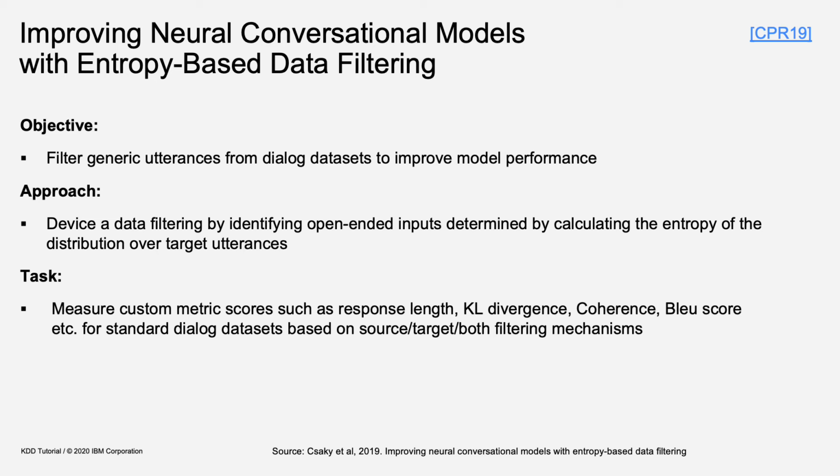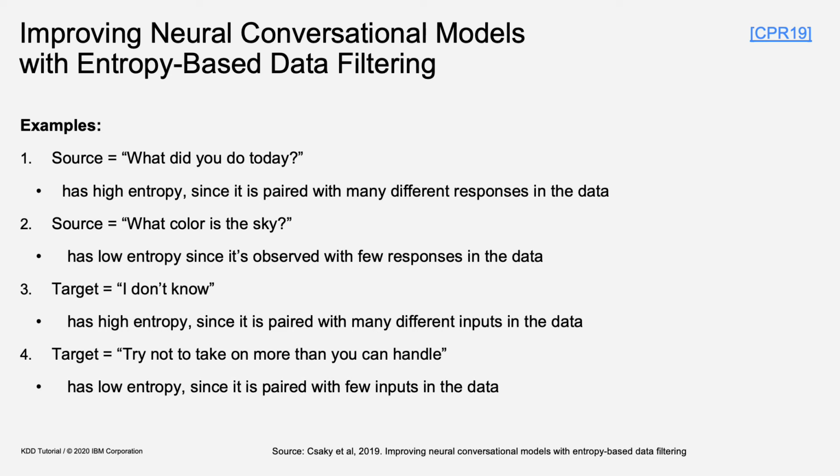Here, the task is to measure custom metric scores such as response length, KL divergence, coherence, BLEU score, etc. for standard dialog datasets based on source or target or both mechanisms to evaluate the model performance. The generic utterances can occur by considering the entropy of the source with respect to target distribution and vice versa.